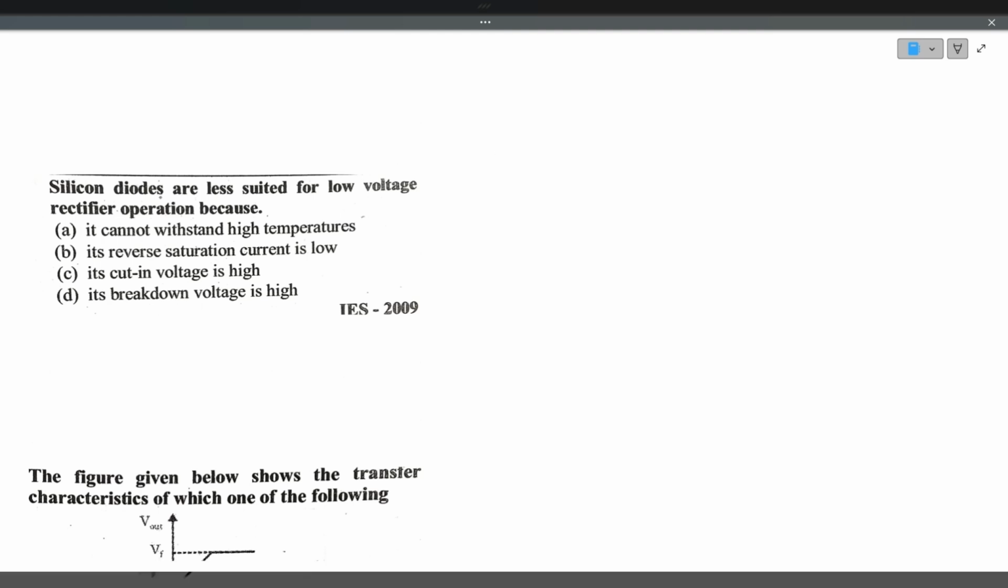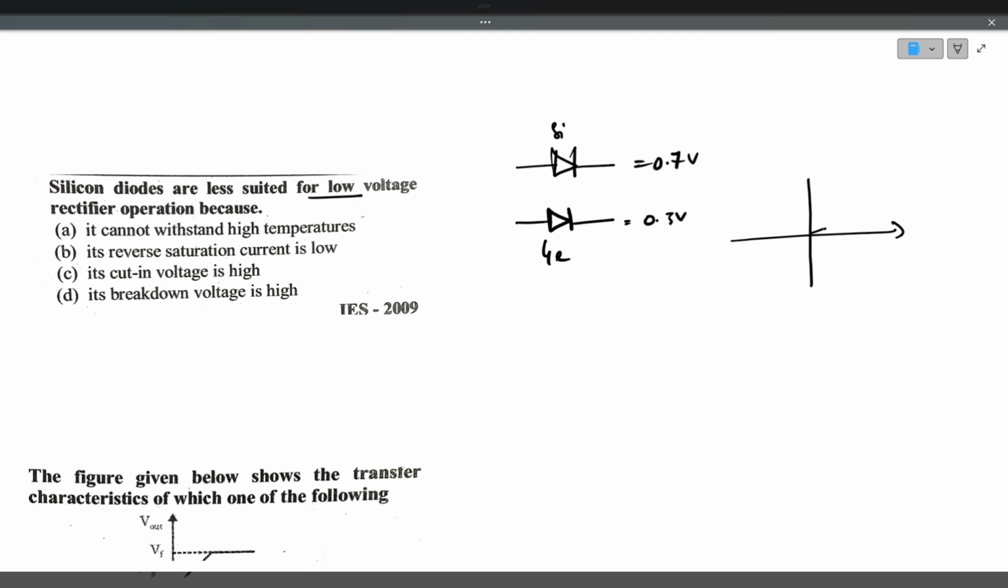The silicon diodes are less suited for low voltage rectifier operations because, see, the cutting voltage of a silicon diode is 0.7 volts, whereas for a germanium diode, it is 0.3 volts. If you see the graph, it will be like this. The cutting voltage for a germanium diode is 0.3, whereas for a silicon diode is 0.7.